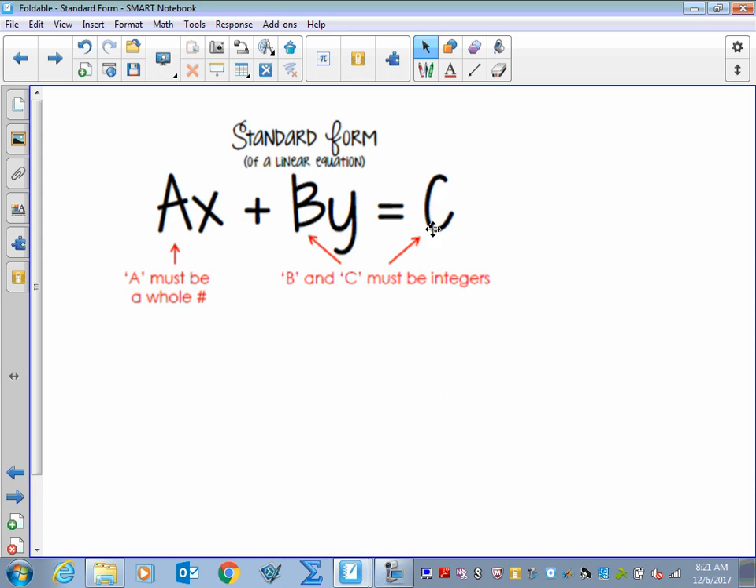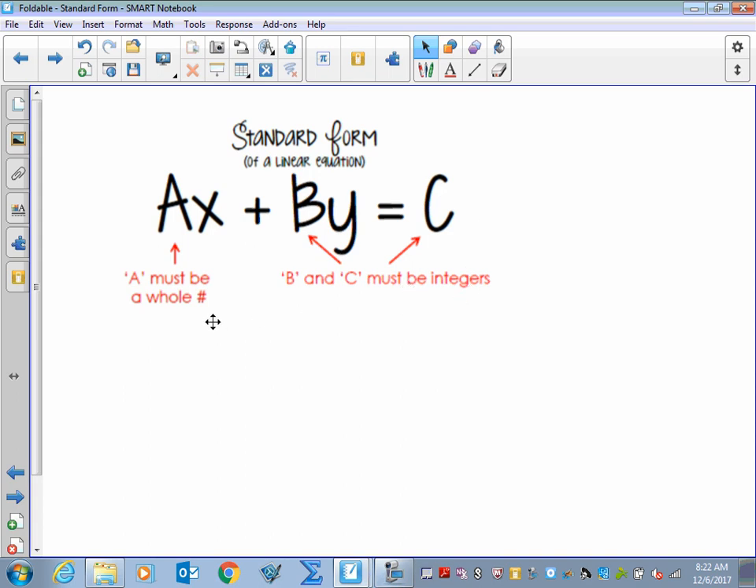Standard form looks like this. That means the x and y terms are on the left side of the equal sign, and then it equals whatever the constant is. You might want to write that down. The A, the B, and the C are just numbers. The A and B will be the coefficients in front of the x and y terms, and this term right here does not have a variable, so it's considered a constant.